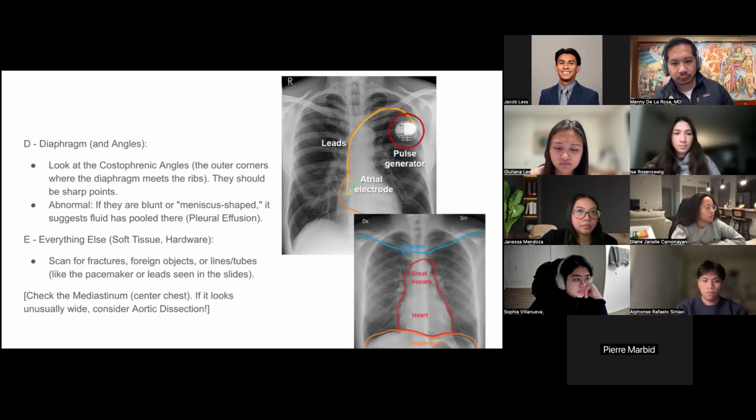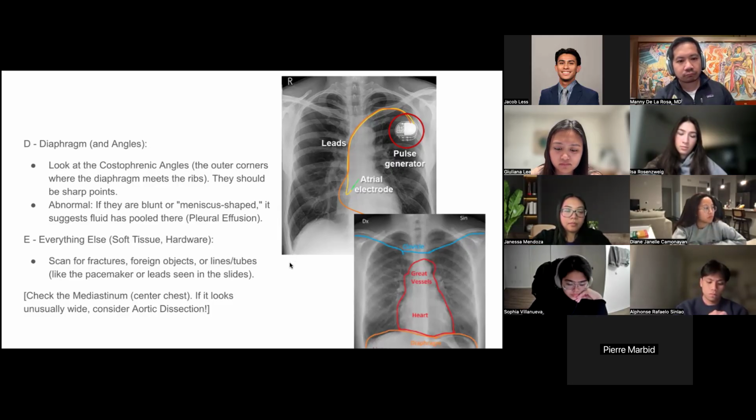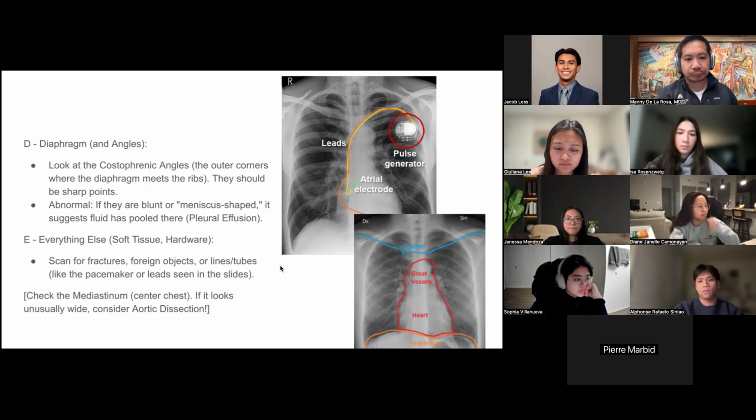On the edges of the diaphragm, you want to look at these areas called the costophrenic angles. They should be sharp like this. Sometimes when you can't see that end point there, that could mean there's fluid there. The fluid could be caused by a lot of things. It could be just edema fluid. It could be empyema, like pus. It could even be blood. So you want to make sure those angles are nice and sharp and clear on both sides.